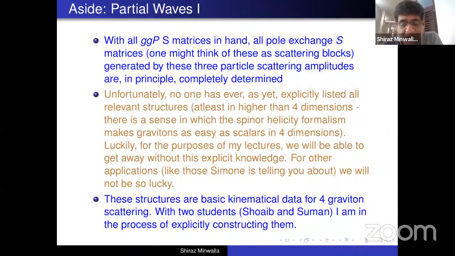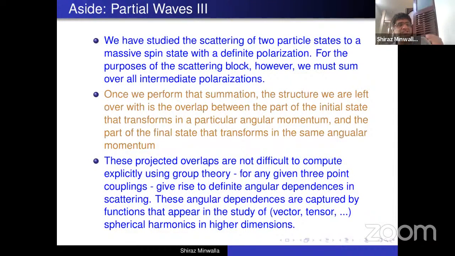Now, what we did here was to look at definite angular momentum, including definite m components of angular momentum. So angular momentum is labeled by a representation, which would be L for SO(3), and vectors within that representation, which would be m for SO(3). The two-particle to massive particle scattering amplitude we presented was for scattering into a particular polarization, and so a particular m state of the massive particle. However, when we look at this block, two gravitons scattering through a massive particle to two other gravitons, that scattering happens through all possible polarizations of the massive particle state.